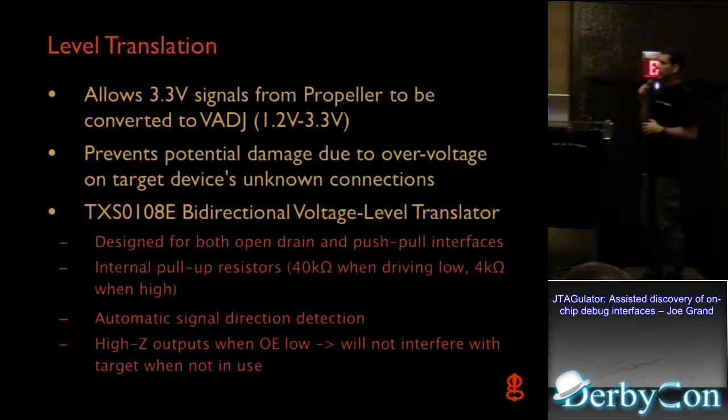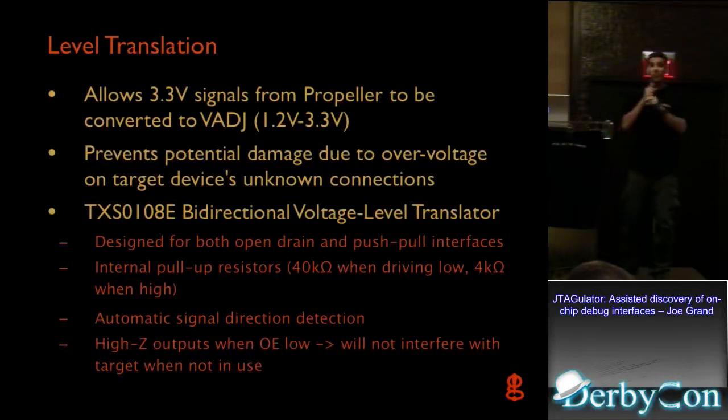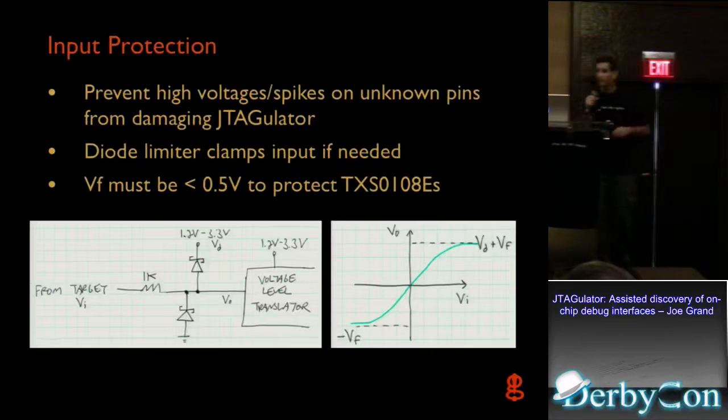For level translation, I use some TXS0108 bidirectional level translators. That's just to let us convert the 3.3 volt signals from the Prop over to 1.2 to 3.3 volts, which I call VADJ, the adjustable target voltage. You can set these to a high impedance state when they're not in use, so the I/O pins on the JTAGulator don't get enabled until you run the command. Everything's high impedance, so you can connect stuff up to a target device without risking any damage before you're ready to actually start running stuff.